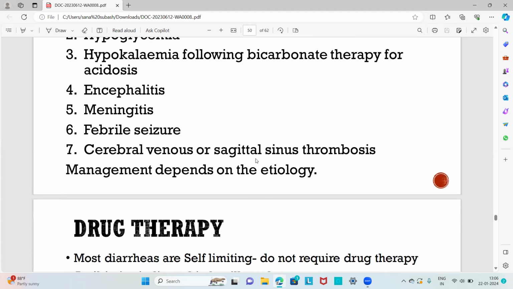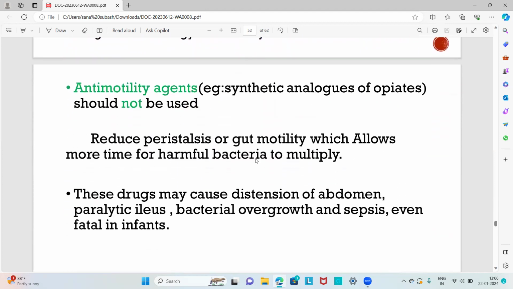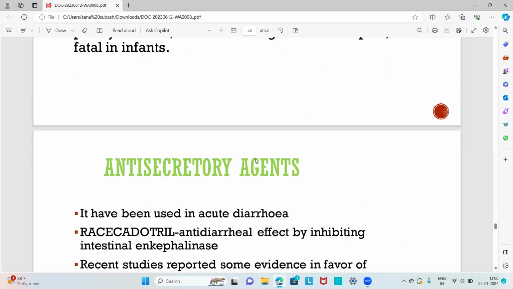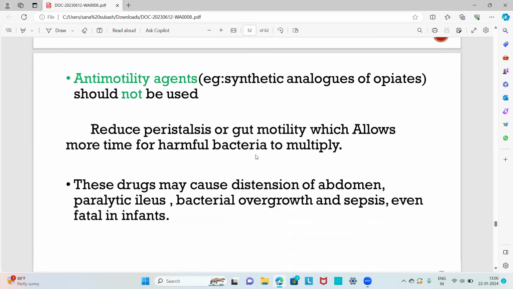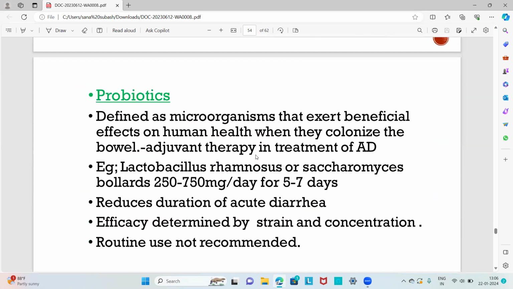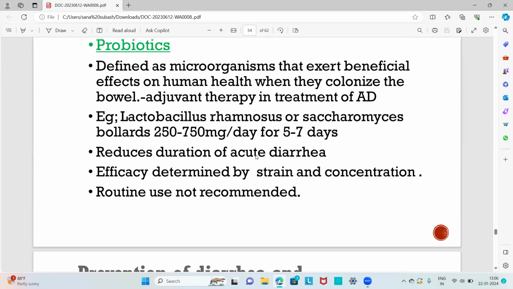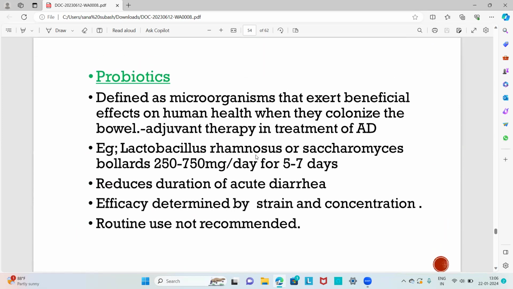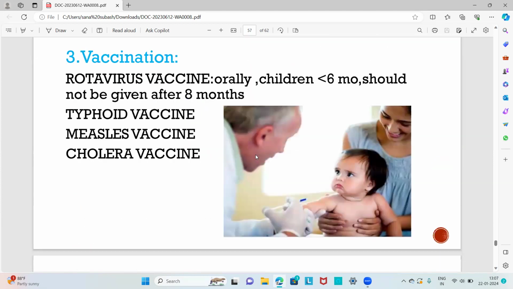Then associated complications also have to be treated. As for drug therapy, antibiotics are usually not indicated in diarrheal disease. If there is any bacillary dysentery, we have to give antibiotics. Then anti-motility agents and anti-secretory agents like racecadotril are nowadays used. Probiotics like lactobacillus are also used. But mainly, fluid replacement is the mainstay of treatment of acute diarrheal diseases.